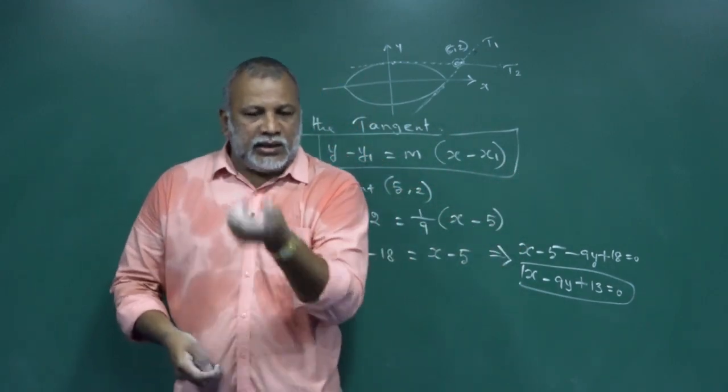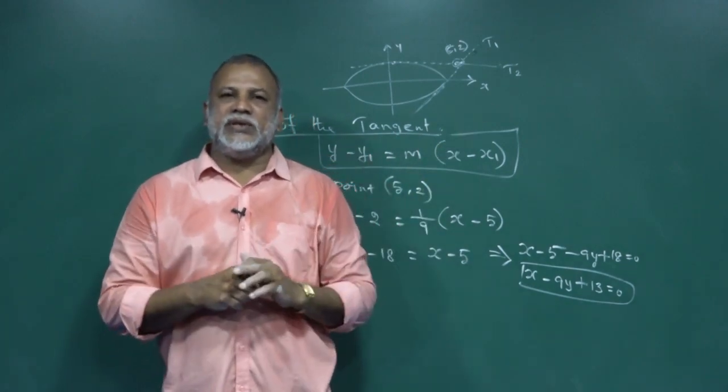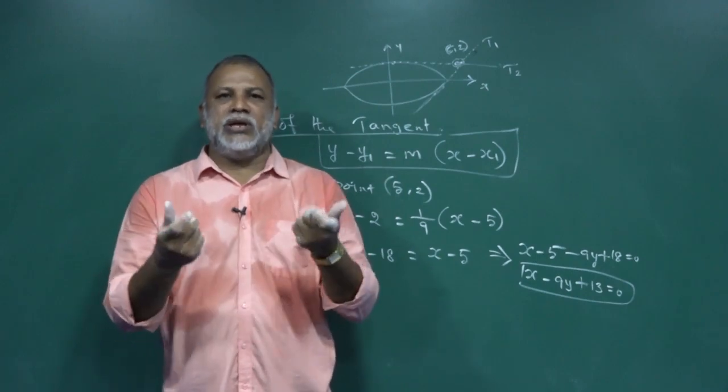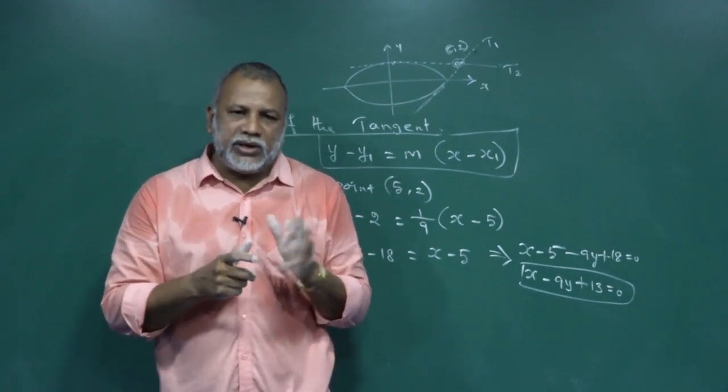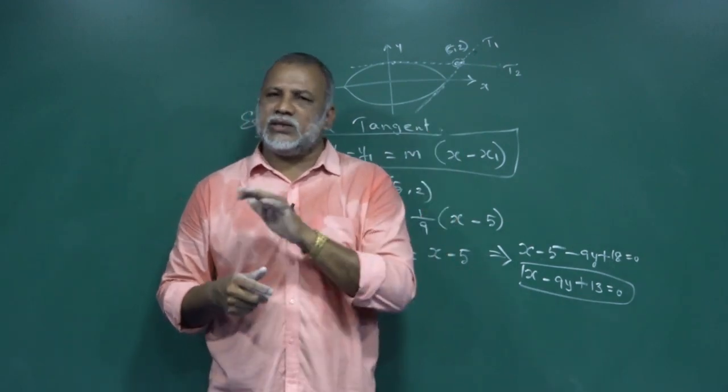Instead of theta, they may give any angle. Then a comma b, you can get from the standard equation of the ellipse. You are able to derive a comma b. Then substitute, and you are able to get the point x1 comma y1. After that, the same process: equation of the tangent at x1 comma y1.